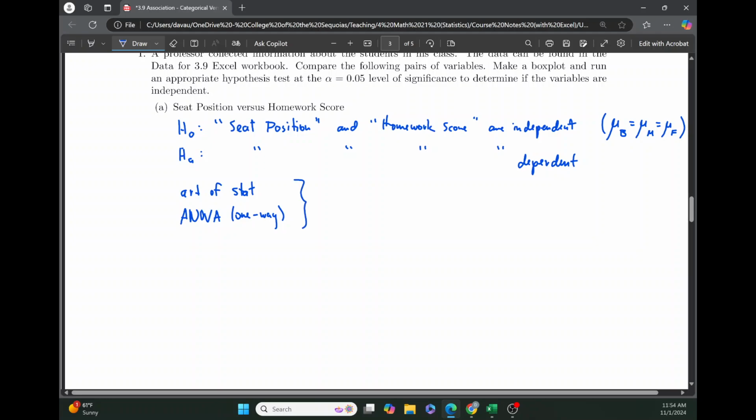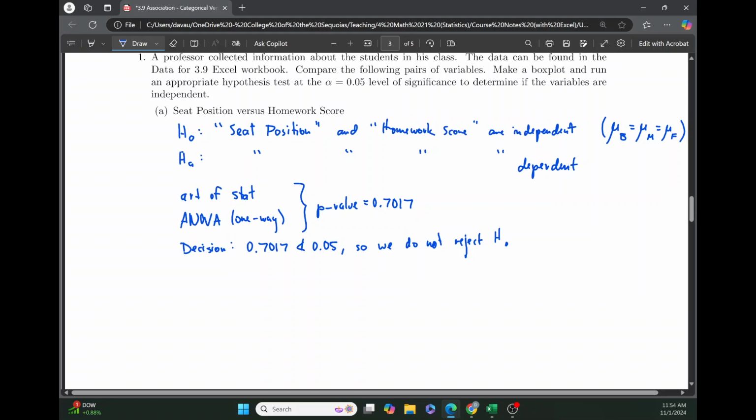That's how we set up our ANOVA. And the p-value we got was 0.7017. 0.7017 is not less than 0.05. So we do not reject the null hypothesis.